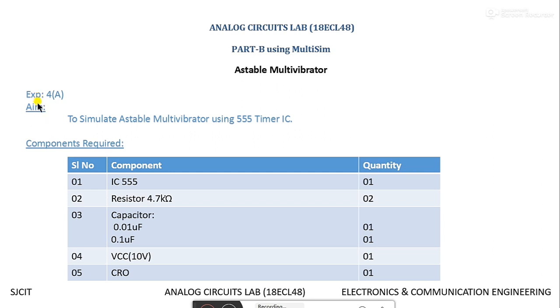Experiment 4A. Aim: to simulate astable multivibrator using 555 timer IC. Components required: IC 555, 1. Resistor 4.7 kilo ohms, 2. Capacitor 0.01, 1, 0.1, 1, VCC 10 volts, 1, which means a power supply, and CRO 1.